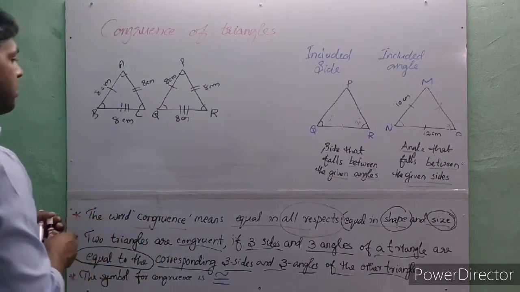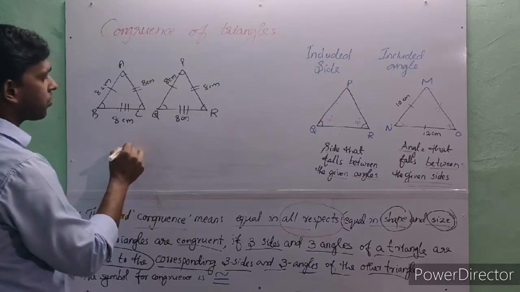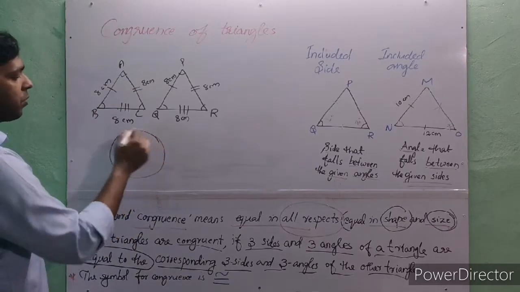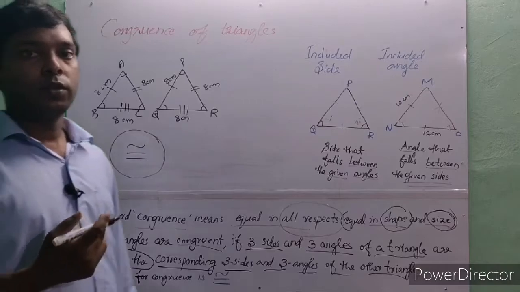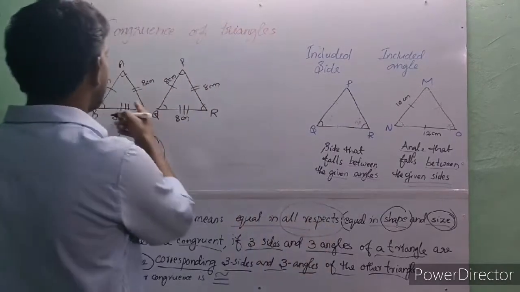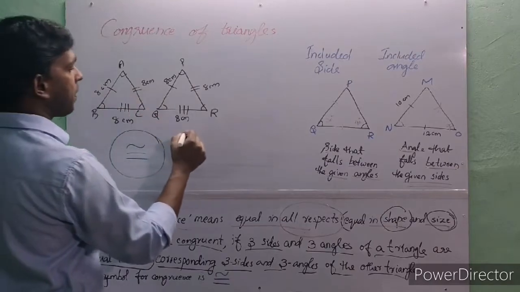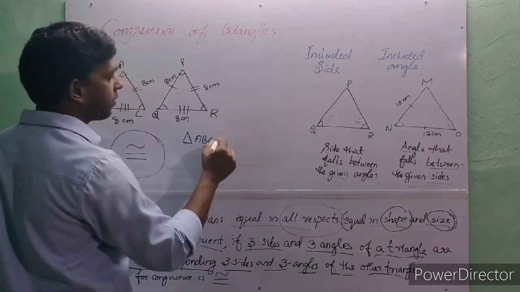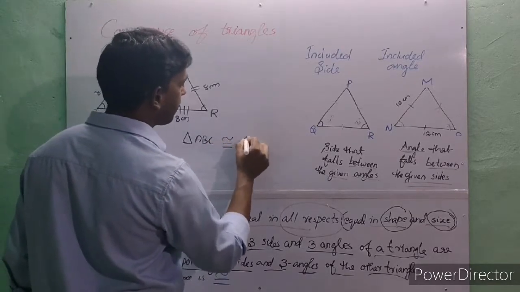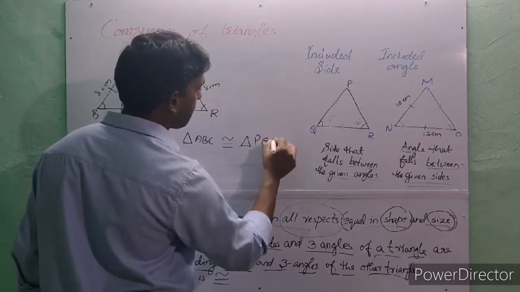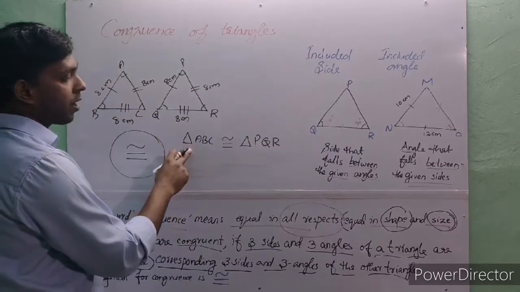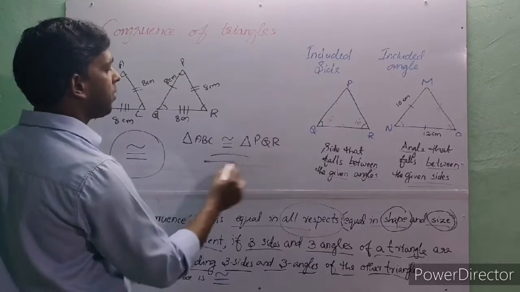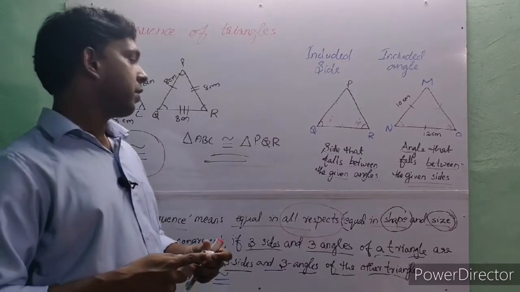Now, in mathematics, the symbol that is usually used for representing congruence is this symbol. We must always remember this is the symbol used to represent congruence. So if I write triangle ABC with this symbol, what does it mean? Triangle ABC is congruent to triangle PQR. This is the symbol that we use. So hope it is clear to you.